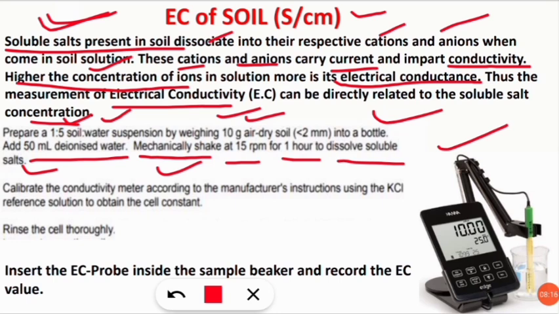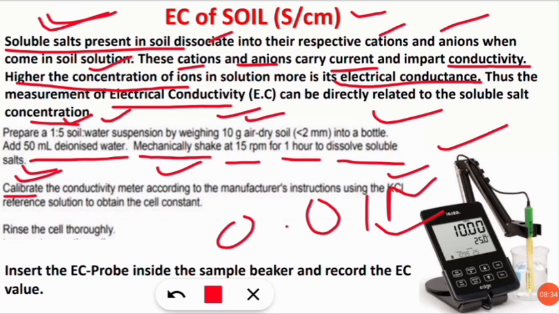Then we will similarly calibrate, that means we will check whether this electrical conductivity meter is working properly or not. So how will we check? We will check with the help of KCl. KCl is the buffer solution here, we can say. 0.01 molar KCl has a conductivity of 1413 microsiemens per centimeter. So you should note it down. The conductivity of 0.01 molar KCl is 1413 microsiemens per centimeter. So we will check whether this meter is showing that much electrical conductivity or not.